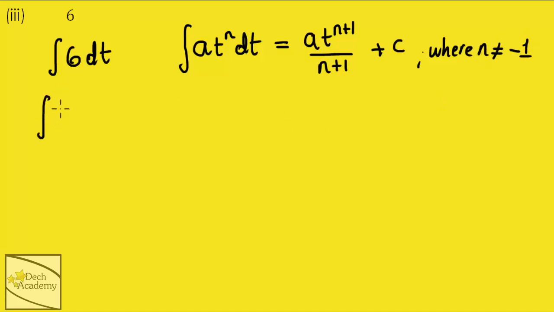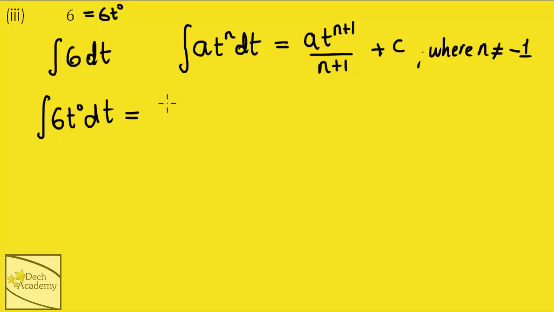So 6, I'm going to write as 6 times t to the 0. t to the 0 is 1, and 6 times 1 is 6. So 6 is equal to 6t to the 0. So I can replace 6 with 6t to the 0, which is what I'm doing here.